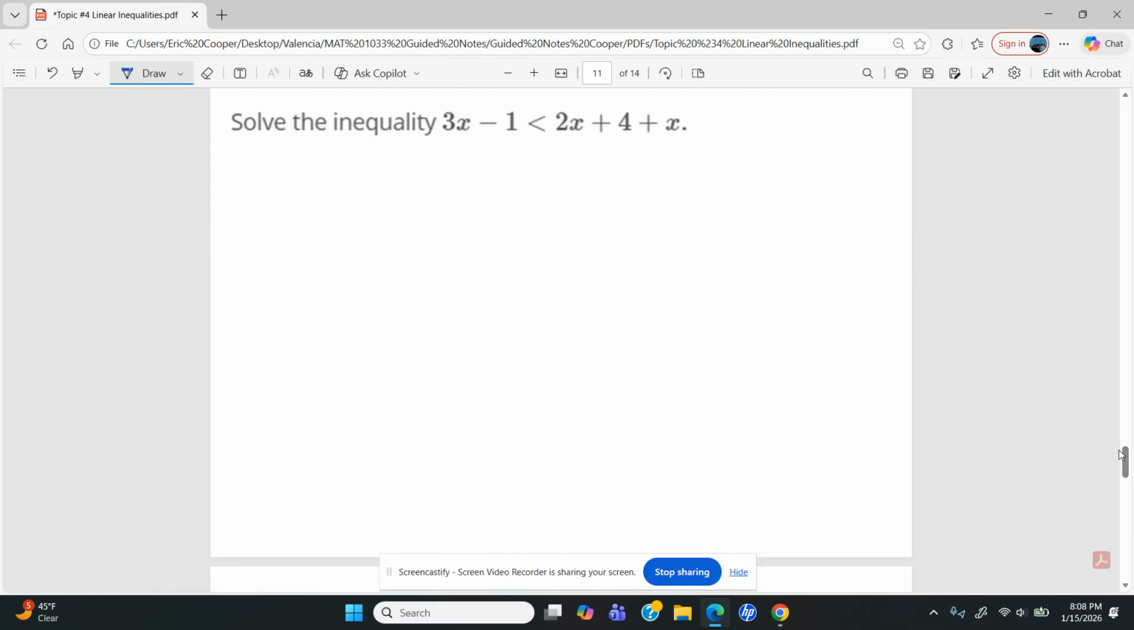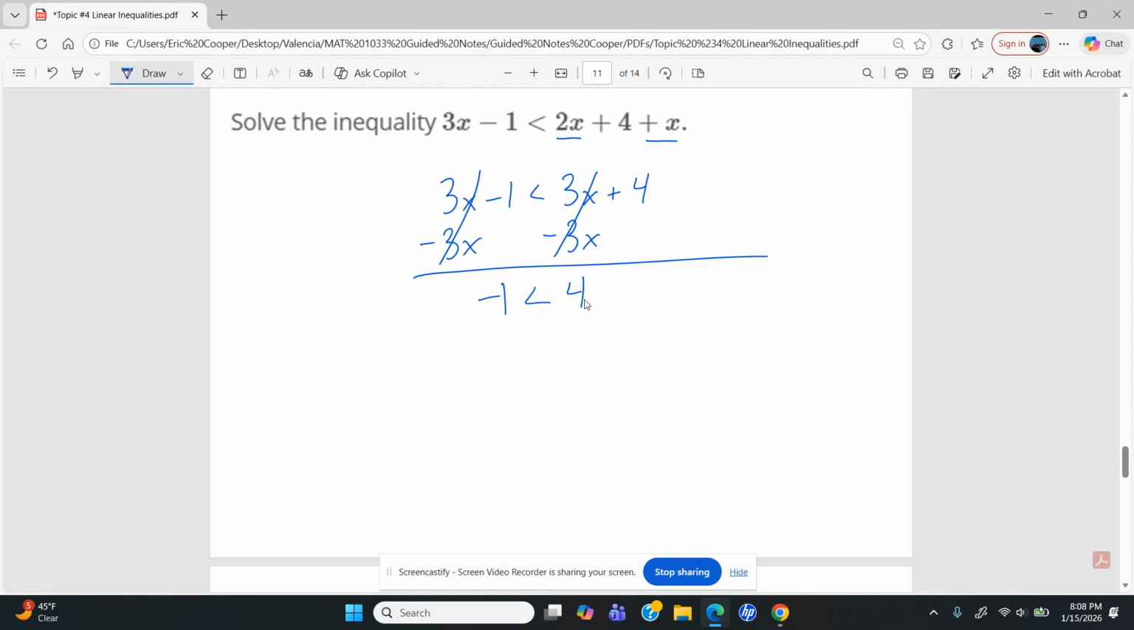Let's show you a couple other ones. Here on this problem, we have some like terms. So I'm going to combine them, and we've got 2x plus x, which means I've got 3x. Now here again, my job is to get x on the left side. But in doing that, I notice that the x's are exactly the same, so they're going to cancel out. And in this case, I get negative 1 is less than 4.